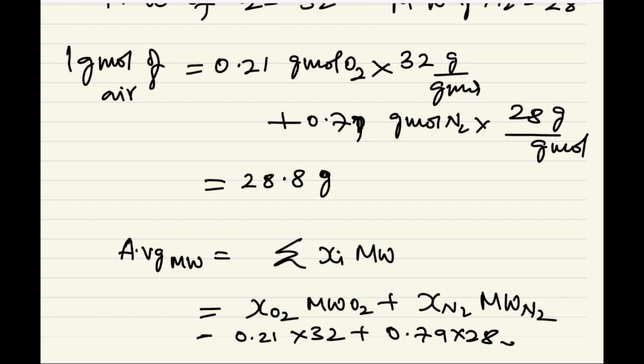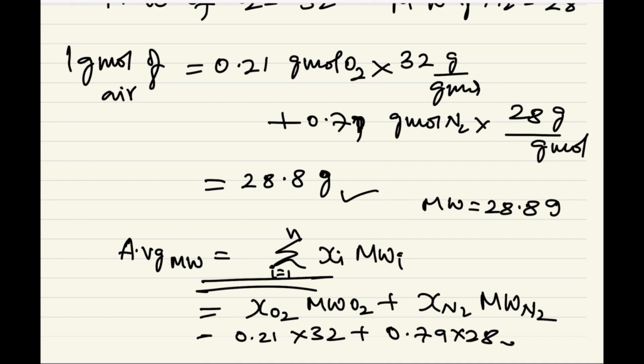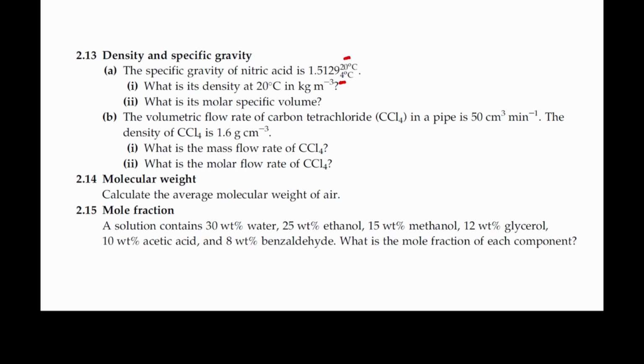You can usually use this particular formula, with i equal to 1 to n. If n number of components are there, you can use n number of components. In this case, it's only 2 components. We end up getting this value as 28.8 gram, which means 1 gram mole of air is nothing but 28.8 gram. So if you want to write it as molecular weight, it is 28.8 gram per gram mole. Let us move to the next problem, that is 2.15.